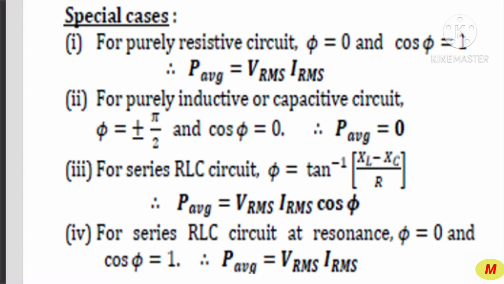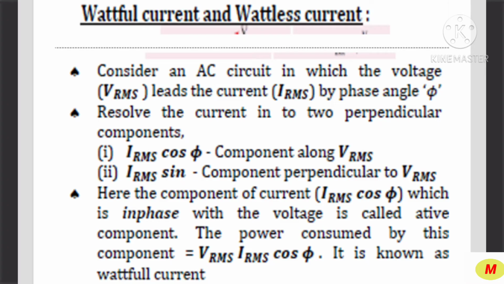For series RLC circuit, phi is equal to tan inverse of (XL minus XC) divided by R. Hence, the average power can be written as Vrms into Irms into cos phi. For series RLC circuit at resonance, phi is equal to 0 and cos 0 will become 1. Hence, the average power will become Vrms into Irms. Here Vrms denotes root mean square voltage and Irms denotes root mean square current. Next one is about wattless current.